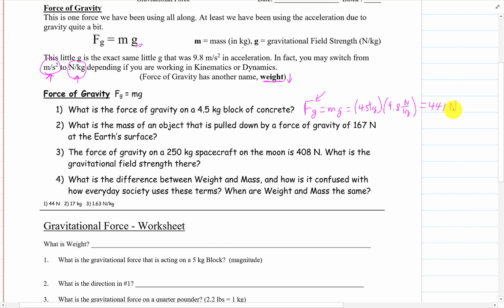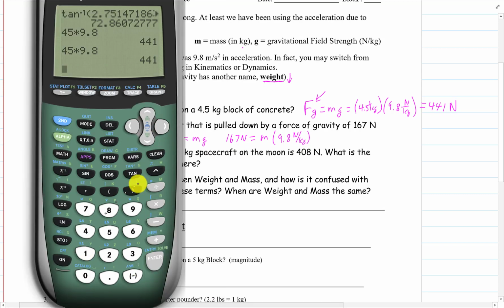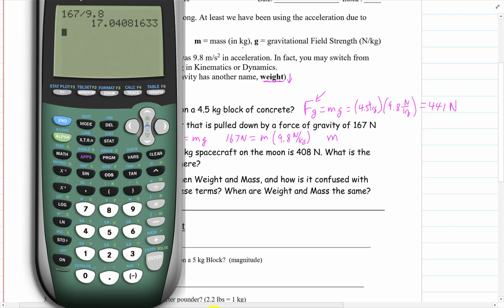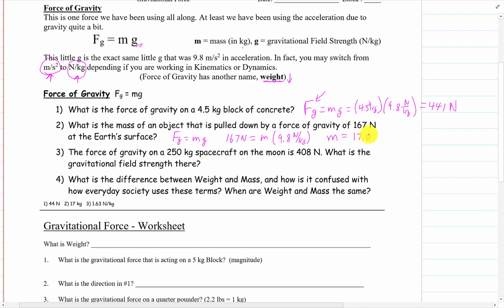What is the mass of an object that is pulled down by the force of gravity of 167 newtons at the Earth's surface? Force of gravity is equal to mg. So 167 newtons is equal to m, which is what we're trying to find out, times 9.8 newtons per kilogram at the Earth's surface. We take 167 and divide that by 9.8, and we get m is 17.04 kg.